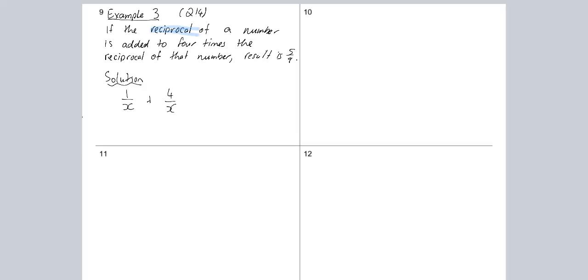1 on x plus 4 on x is what we're asked for, though. We're told the result is 5/9. This is not too bad to do at all. Pretty easy, this one. Solution, so we've got 1 on x plus 4 on x is equal to 5/9.